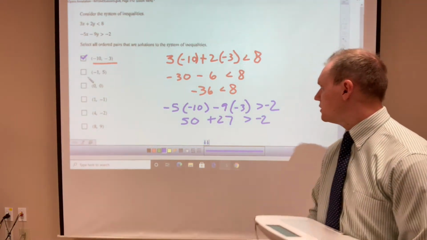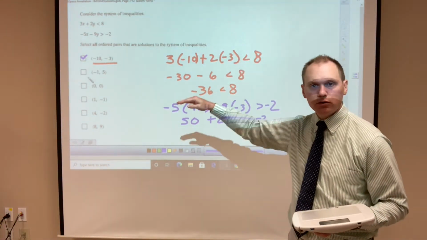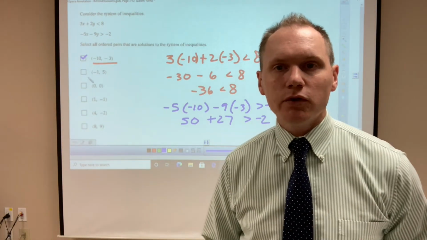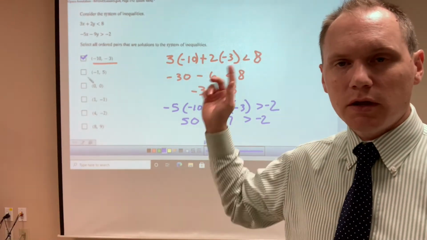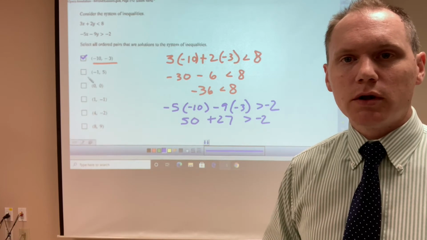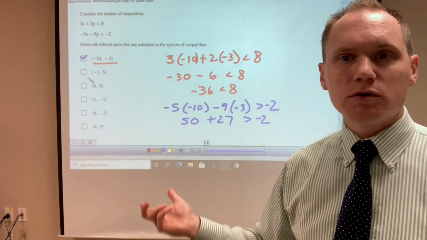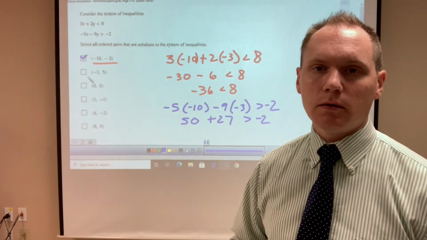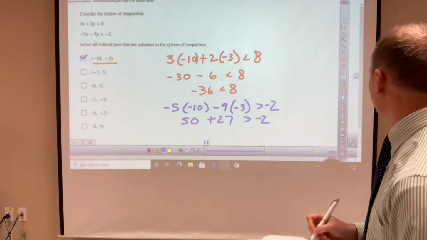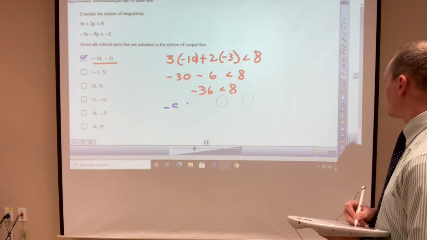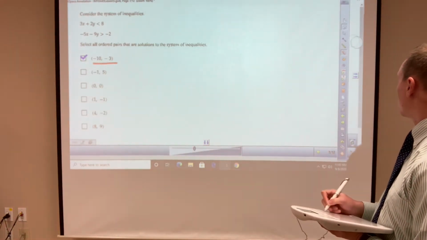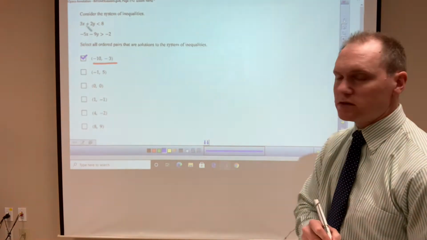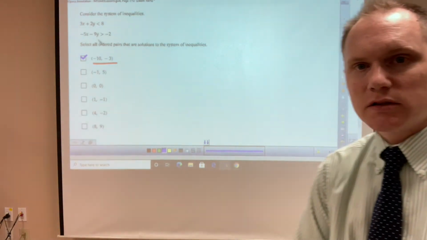Now, as you can see, this might take a little while to go through each one of these. So maybe a different approach would be to graph the system of inequalities and then plot the points and see which points are in the overlap of the shaded regions. All right, so maybe we can take that approach instead. To graph these, we're going to need to solve for y and get y by itself.